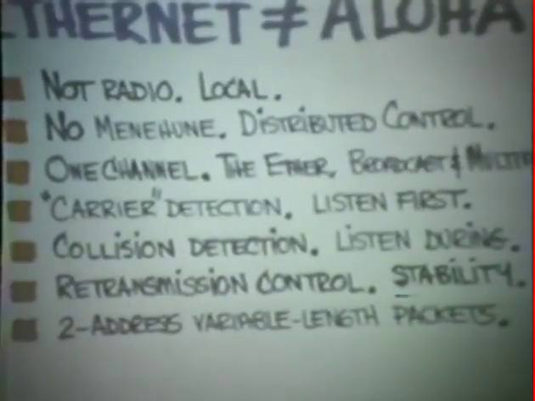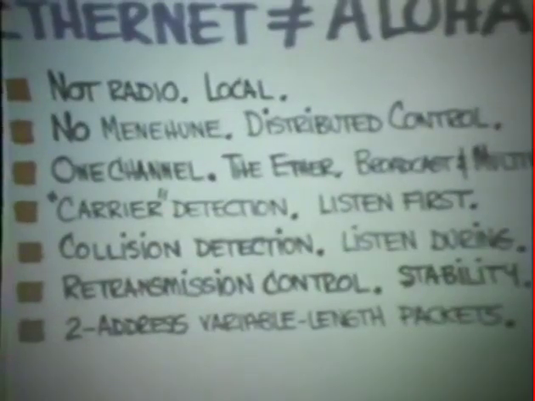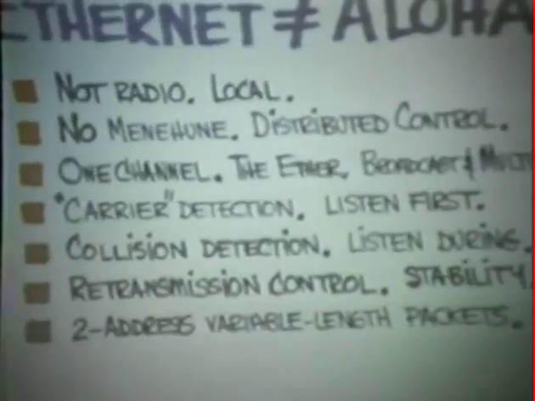By having carrier detection, a lot of collisions are avoided. That is, when an Ethernet station detects that there's a packet going by, it doesn't transmit and thereby collide with that packet.